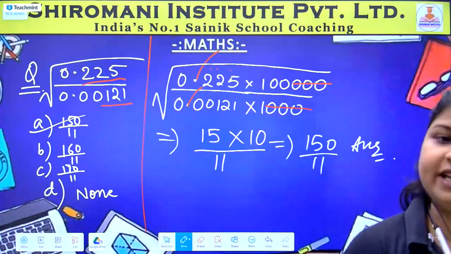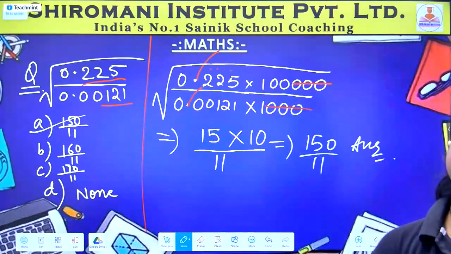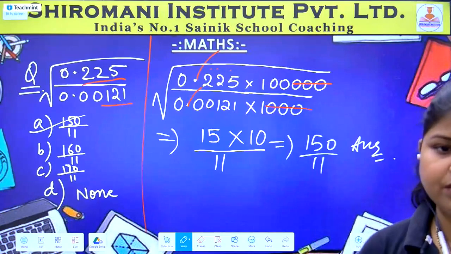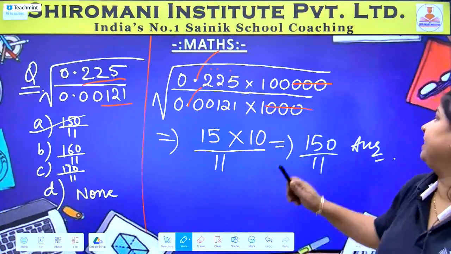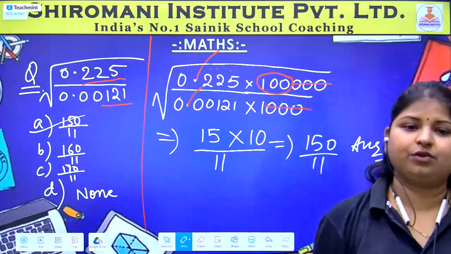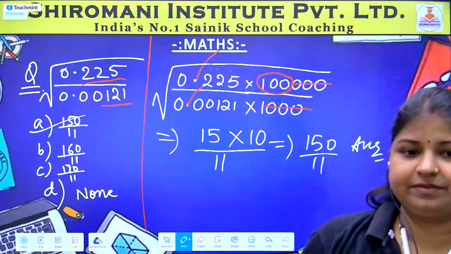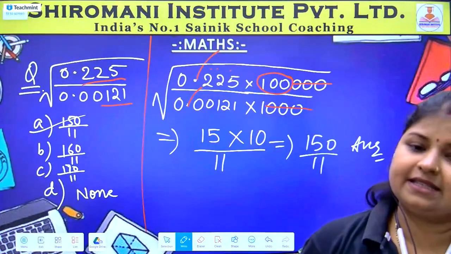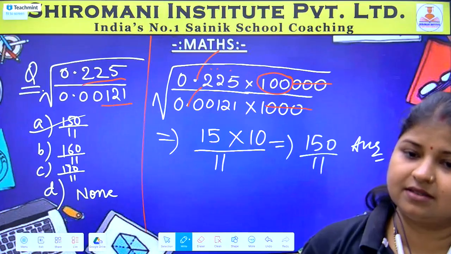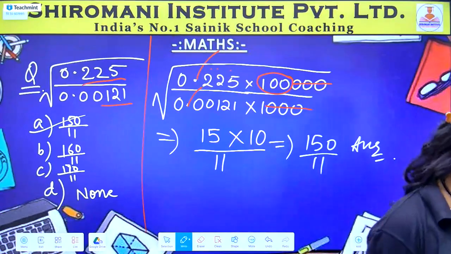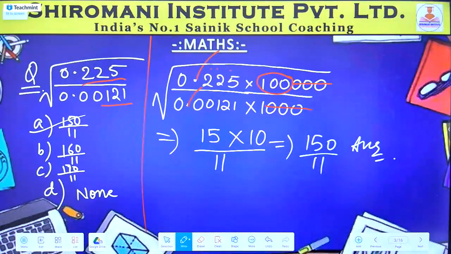Any doubts, anyone? Yes, Ashwini. Ma'am, how can 10 come there, ma'am? Beta, I'm left with 100, right? Okay. Yes, ma'am. So the square root of 100 is 10, beta. Oh, okay. Yes, ma'am. Anyone else? No? Okay, beta. If no, then let's move ahead to the next question.